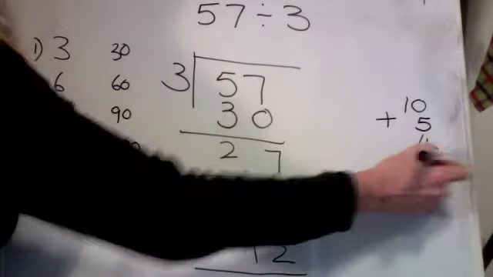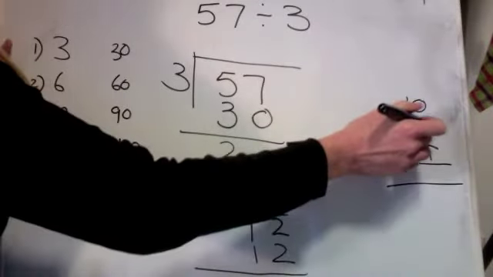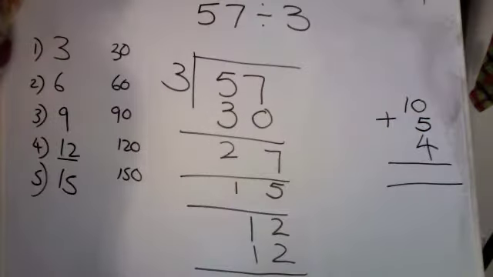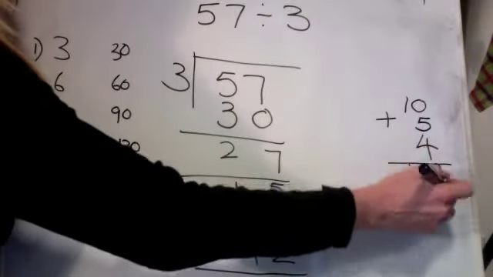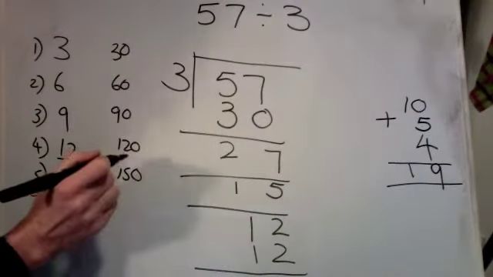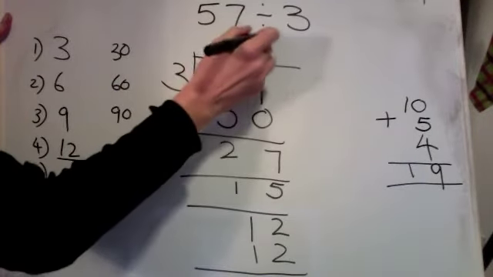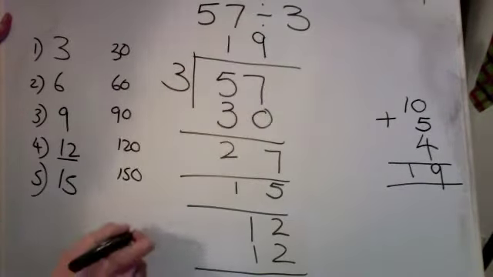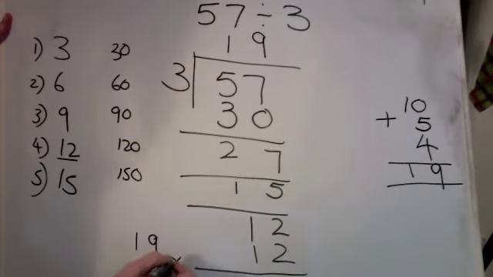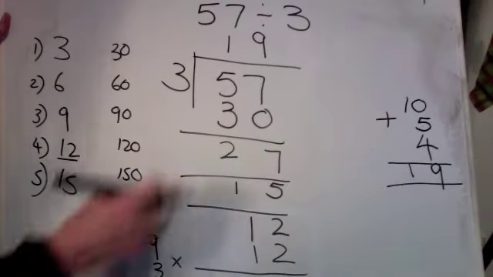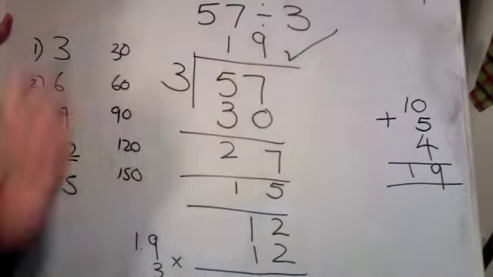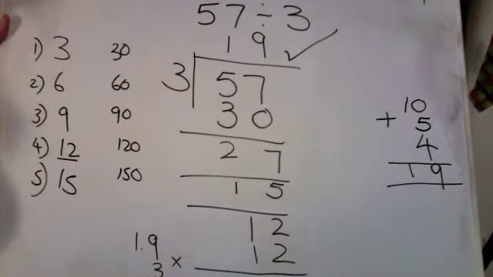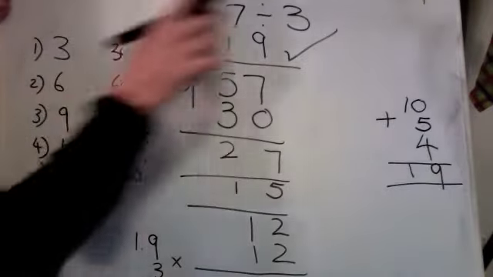Add up how many 3s I've used. 10, 15, 16, 17, 18, 19. The answer is 19. Just check, 19 times 3. 3 9s are 27, 3 1s are 3, 4, 5. 57. 57 is correct. Try one last one.